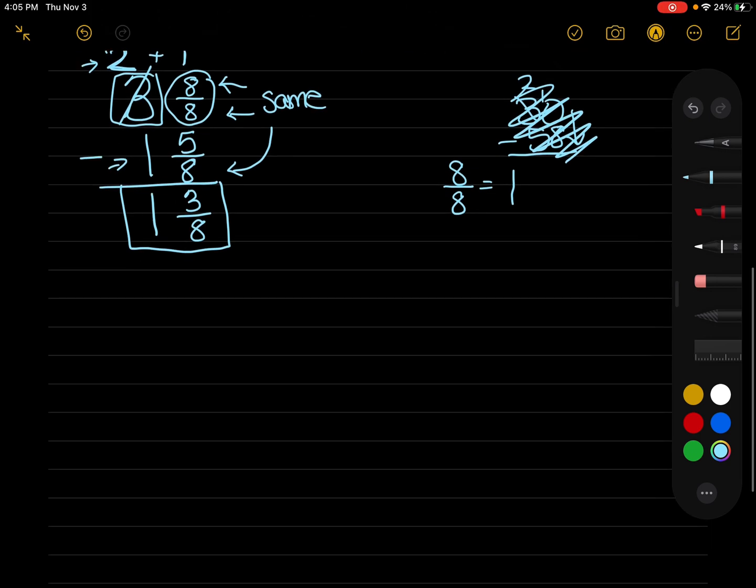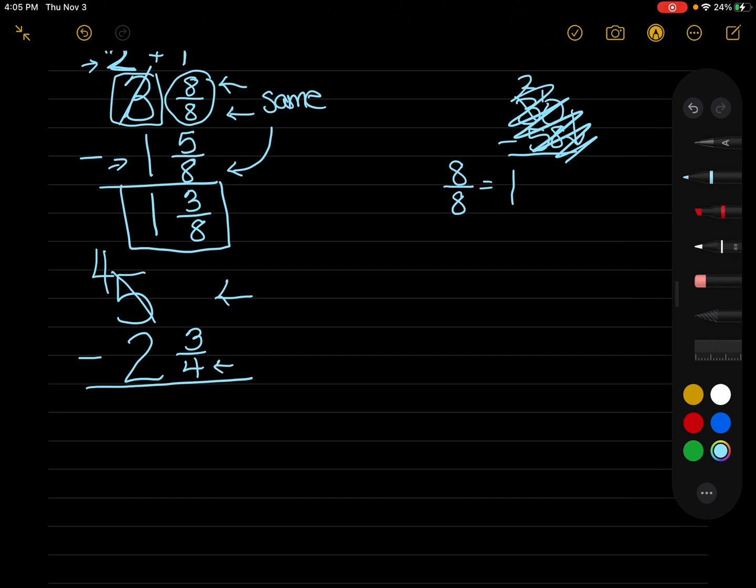Let's do another one like that with some different numbers to give you another idea of how to do this. 5 minus 2 and 3/4. I have nothing in this blank spot right here, so I need a fraction there because I can't take 3/4 away from nothing. So I'm going to borrow from the 5, and that makes this a 4. And in that 1 that I borrowed, I'm going to use this denominator and make it 4/4.